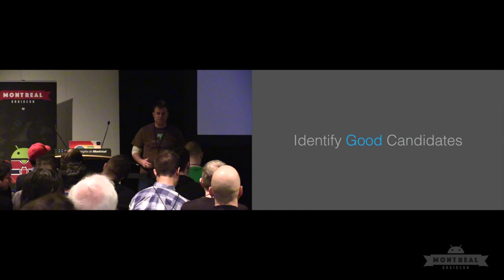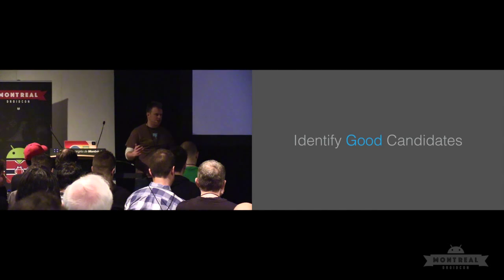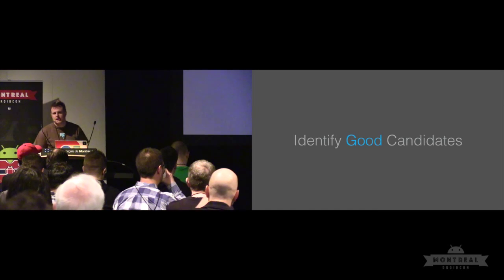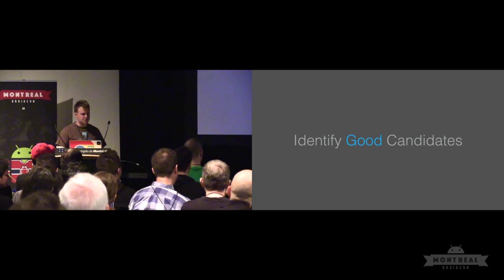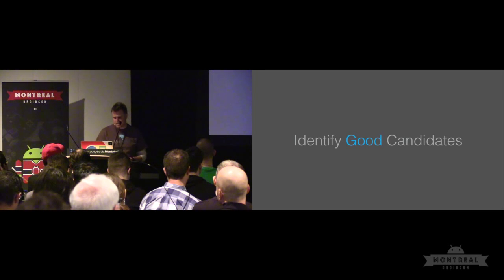The first step to really making reusable libraries that work is to identify good candidates for reuse. This seemingly simple step is oftentimes overlooked. I've worked with a lot of people who make a custom EditText so that they can validate certain things where the system already provides that, or they make their own implementation of different things. But it's really important to identify good candidates for reuse.